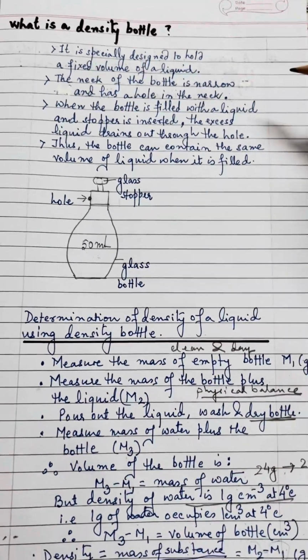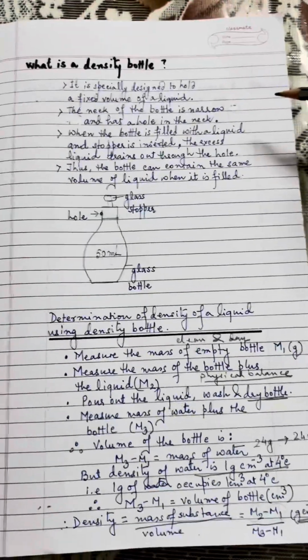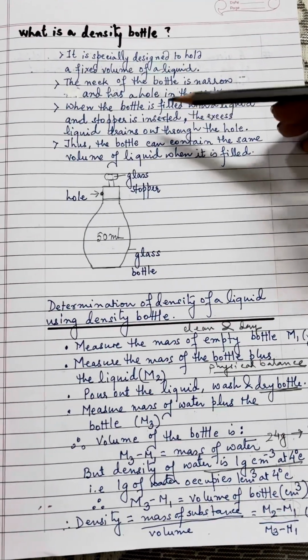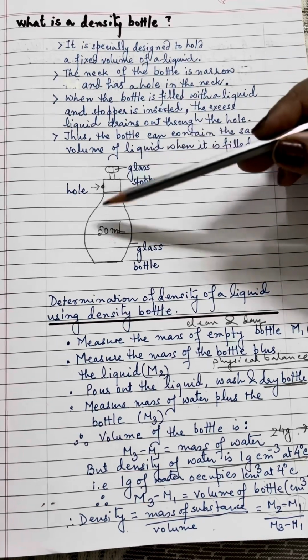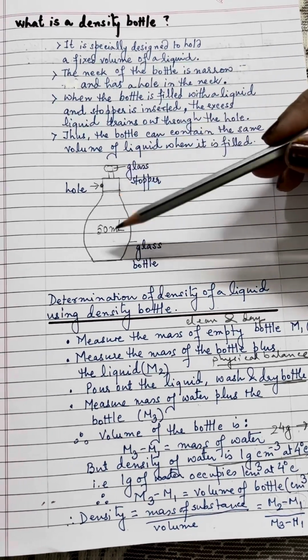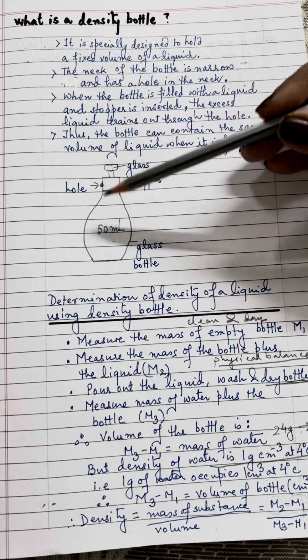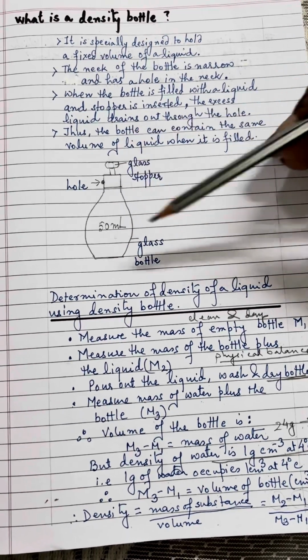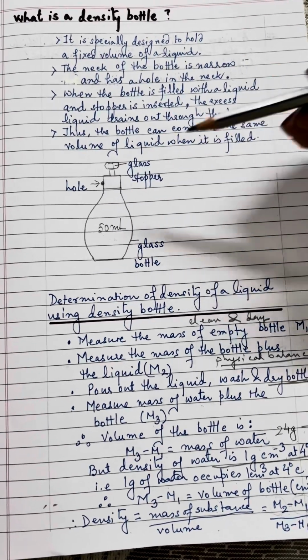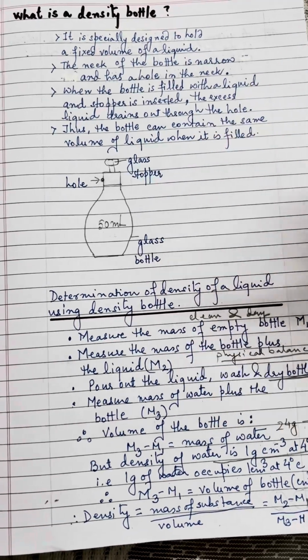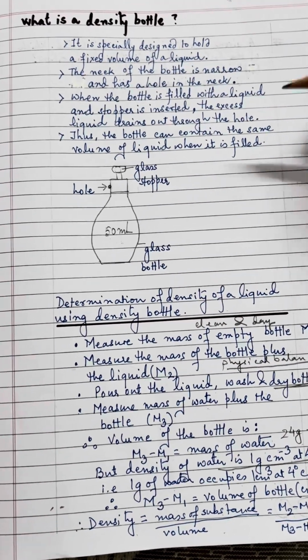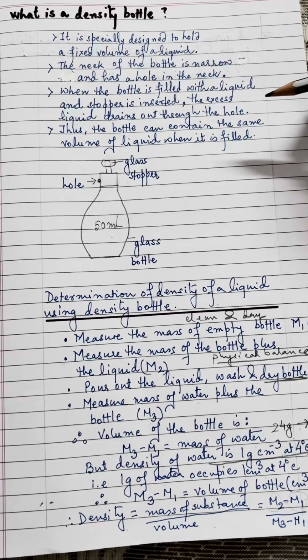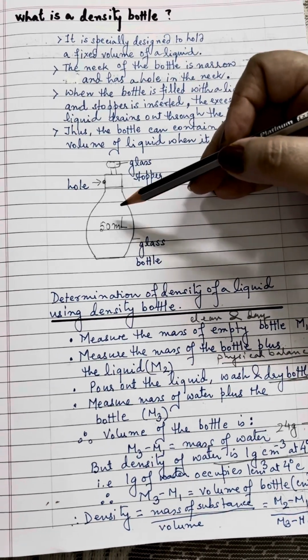Dear students, now we shall study about the density bottle. Now we can see over here, this is the design of the density bottle. Density bottle is a specially designed bottle and it holds a fixed capacity of liquid every time. That means the same capacity of liquid it has. So let us see how it happens.